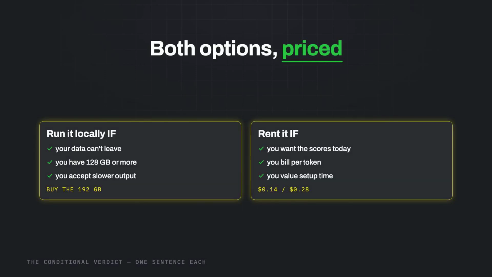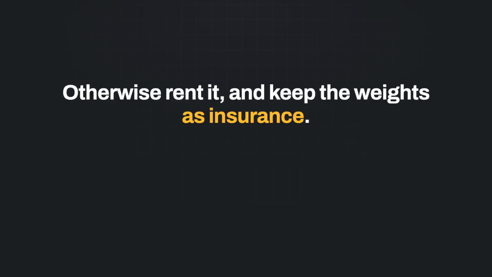The verdict, conditional both ways. If your data genuinely cannot leave your building, and you have 128 gigabytes or more, run the 136 gigabyte build and take the speed hit. If your data can leave the building, rent it at 14 cents a million and put the weights on a spare drive as insurance against the day the endpoint changes its mind.